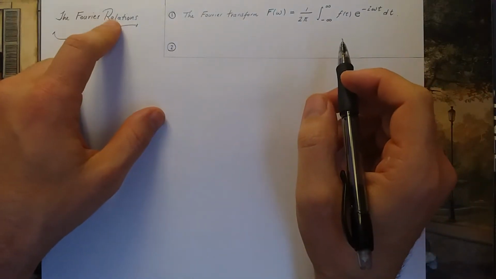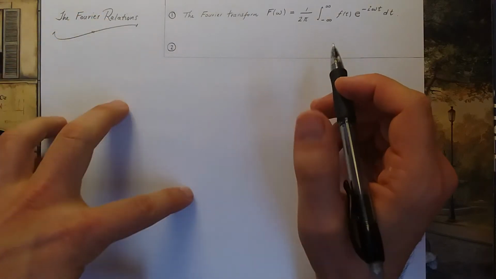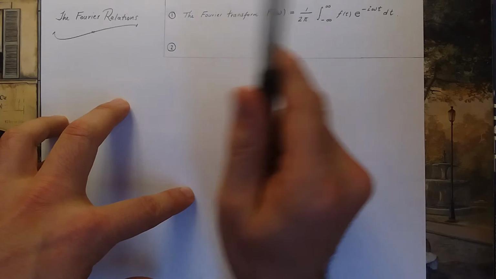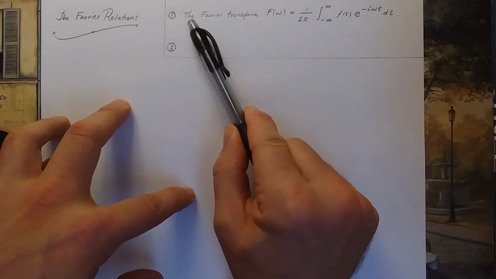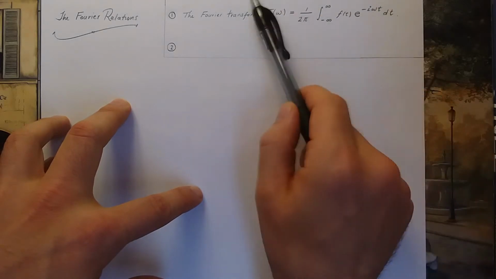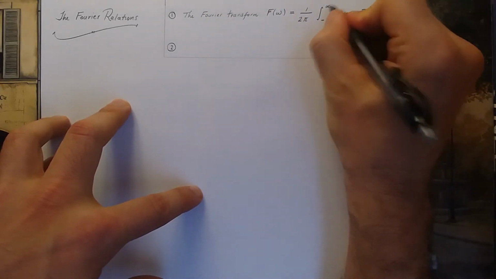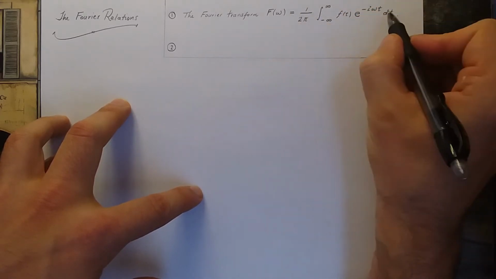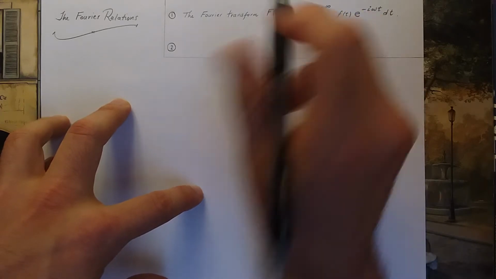The Fourier relations refer to two key identities involving the Fourier transform. The first statement in the Fourier relations is just the definition of the Fourier transform, which I've written here. So the Fourier transform is an integral transform which takes your function of t, evaluates this integral, and ends up with a function of omega we denote with capital F.